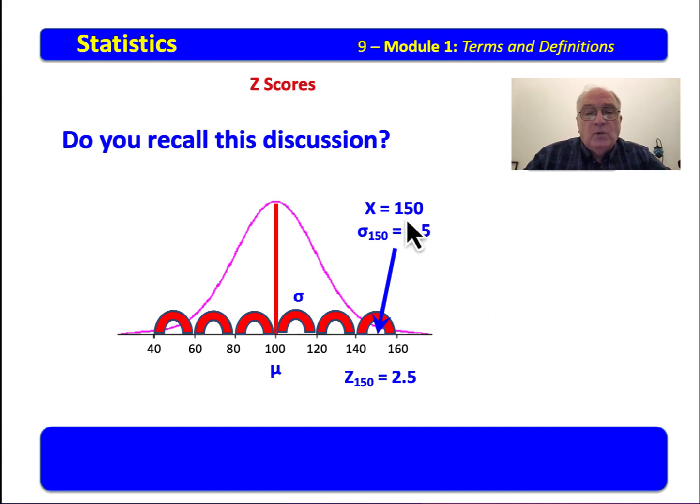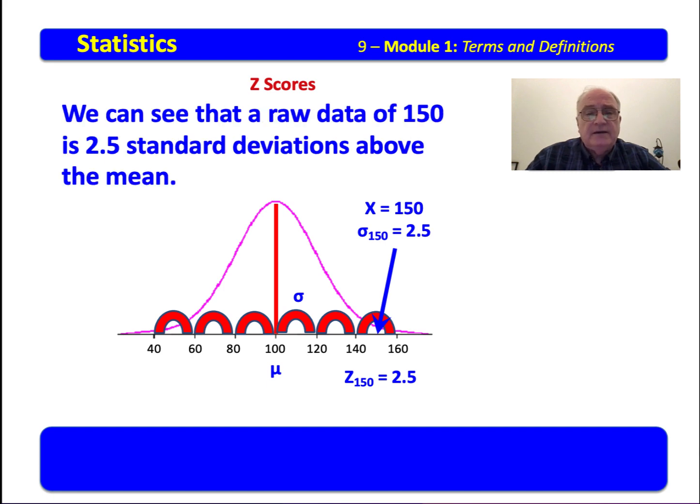We had a raw data point of 150, and in our data set, mu was defined as 100, and the standard deviation was defined as 20. So the z-score for 150 in this situation is 2.5. That one is easy to calculate because it turns out that 150 in this case is 2.5 standard deviations above the mean. Very easy to calculate and very easy to visualize.